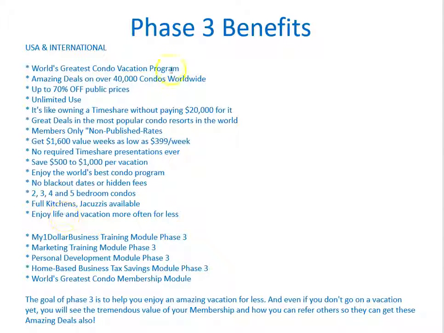So in addition to the condos, the hotels, the tax, the other savings, at the phase 3 level, we get the My1 Business Training Module 3, Marketing Training Module 3, Personal Development Module 3, and Home-Based Business Tax Saving Module 3. And again, once we reach this level, we're now going to be able to take amazing vacations for much less than we most likely are paying right now.